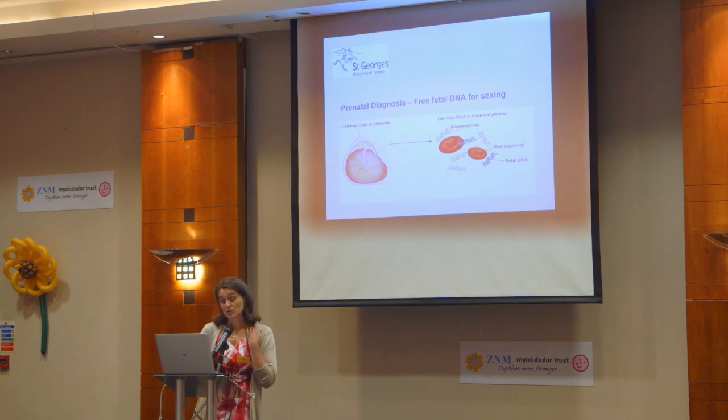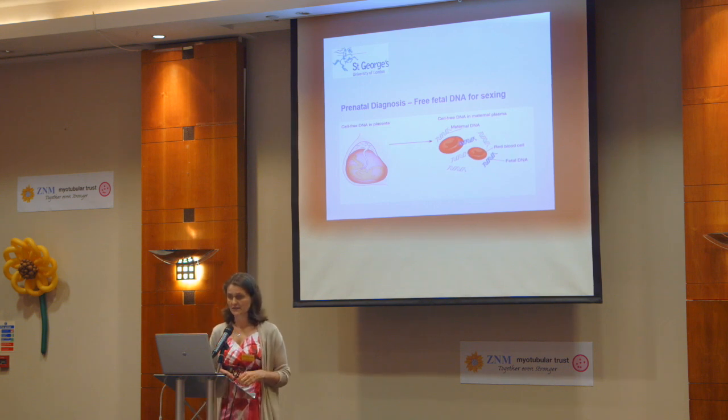This is just a picture showing a little bit more about the same thing. Those are red blood cells circulating around the mother's blood. In green is the mother's DNA, in blue is the baby, the fetal DNA, and you're able to pick that up.